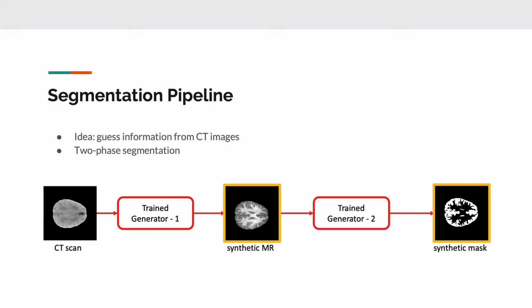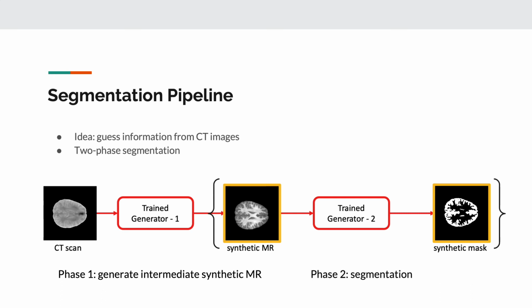In phase 1, we train a generator that is able to translate a CT scan into a synthetic MR scan. During this process, as can be seen from the figure, it will recover much information of the soft tissue structure. During the second phase, we consider this intermediate synthetic MR scan as input and train another generator to segment it. Since there is more visual information in the synthetic MR scan, it is easier for the second generator to segment this image, hence improving the accuracy of segmentation.